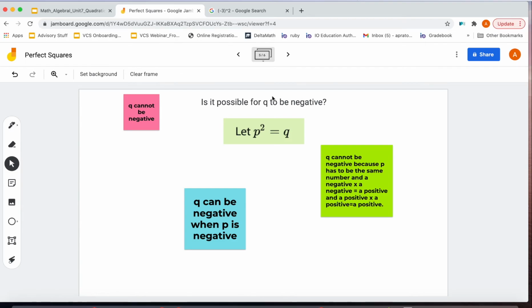Okay, and you want to give students the opportunity to have that conversation, to justify and explain why, to add on, to give examples. You want to facilitate a space for students to talk about this so that when they leave this lesson, they understand that q cannot be negative and that p can be positive or negative.